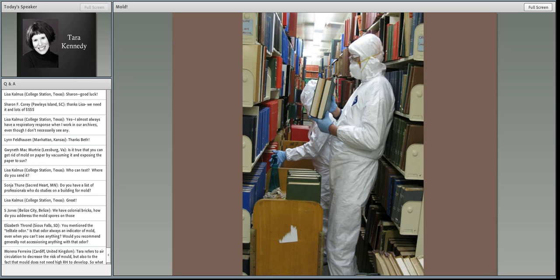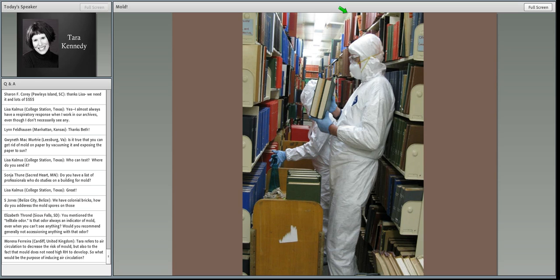So here you can see some folks doing this kind of work in a library setting. I'm not jazzed about the fact that the Tyvek sleeve doesn't go all the way down to his hands there. He would have been better off having sleeve guards. You can also get Tyvek sleeve guards that you can put over your sleeves to give you further protection, because you really don't want any skin exposed.